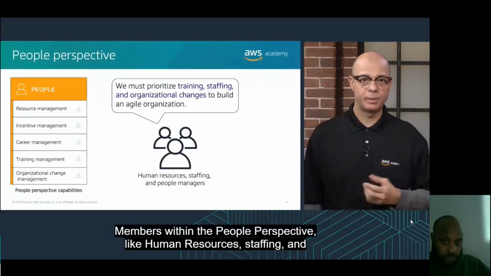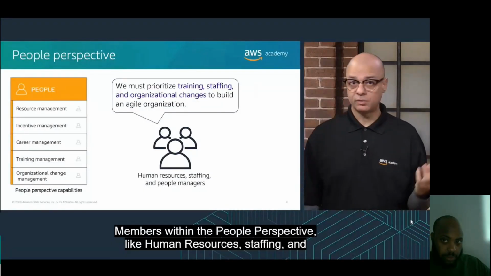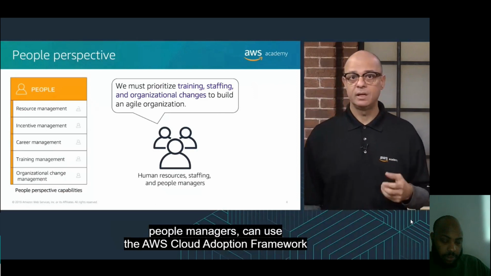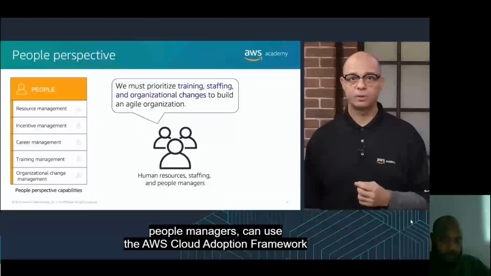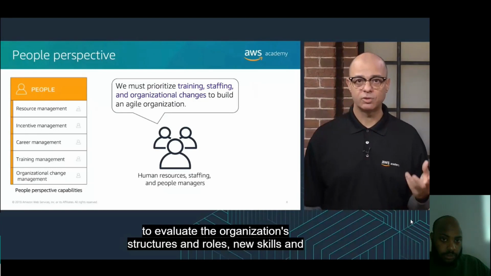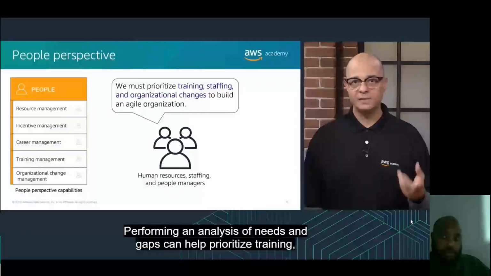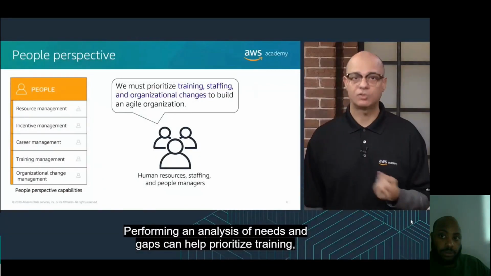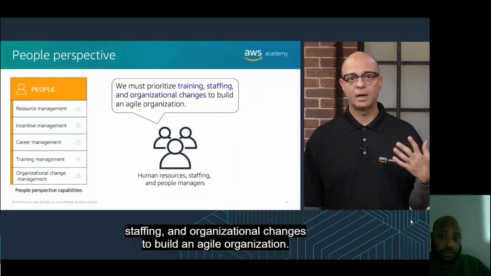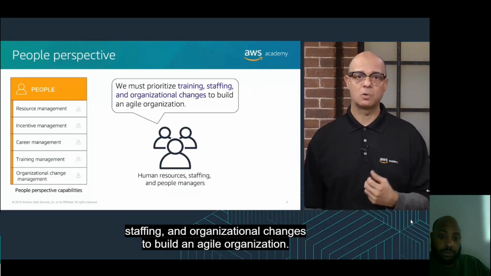Members within the people perspective, like human resources, staffing, and people managers, can use the AWS Cloud Adoption Framework to evaluate the organization's structures and roles, new skills and process requirements, and identify gaps in them. Performing an analysis of needs and gaps can help prioritize training, staffing, and organizational changes to build an agile organization.